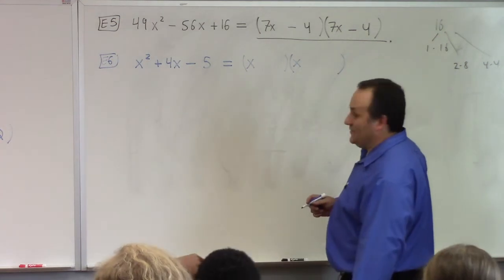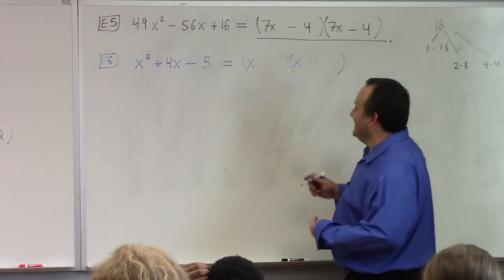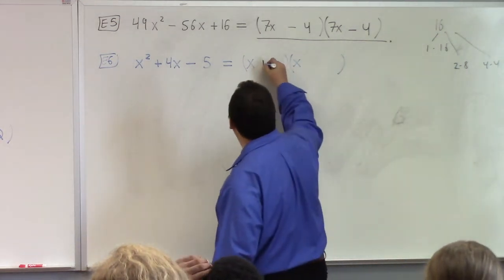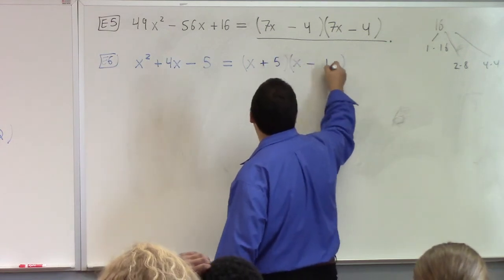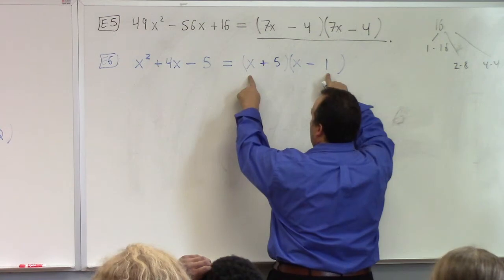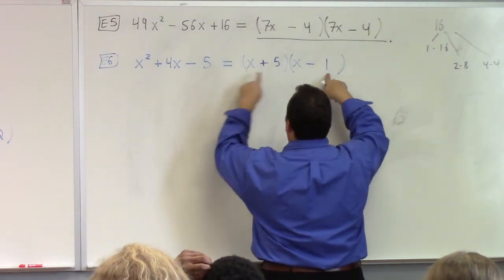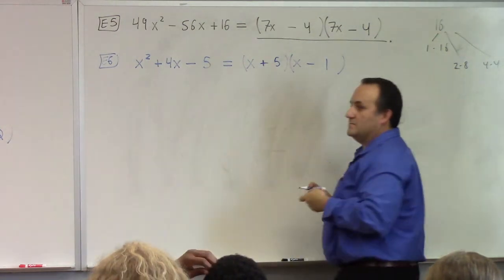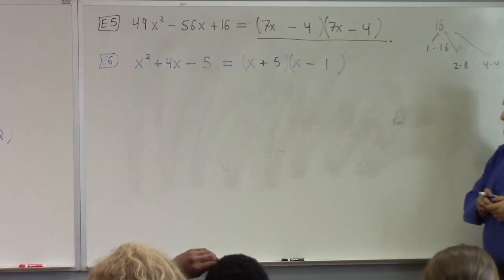So what did I hear? Working on 4, huh? Yeah. So did I hear a plus 5? Minus 1? Does that work? So we get plus 5x minus x. That gives us a plus 4x. We get the minus 5. We get the x squared. Okay, we're good.